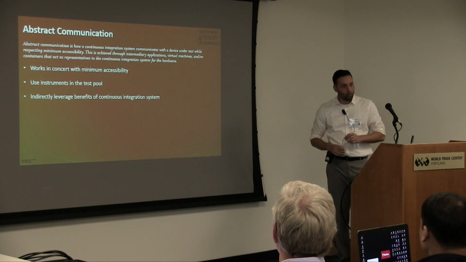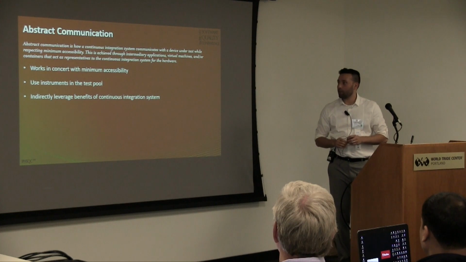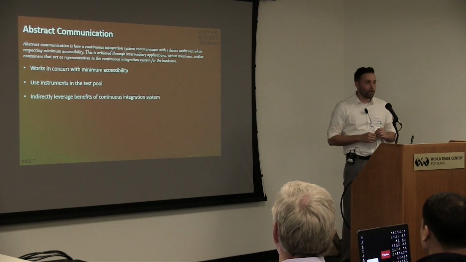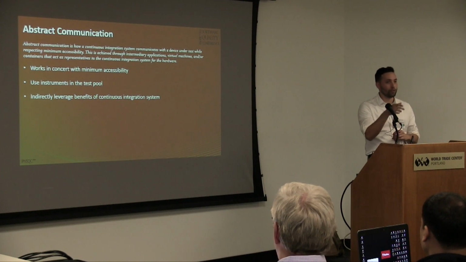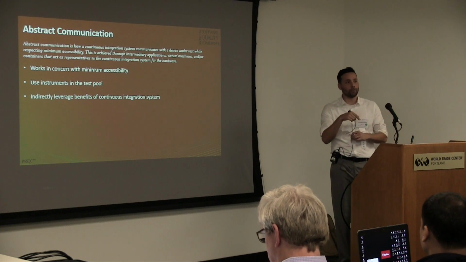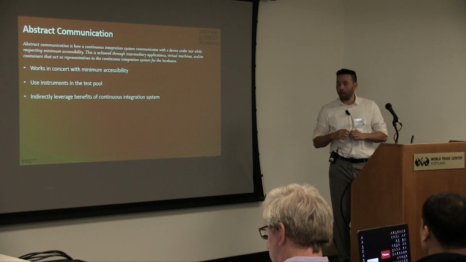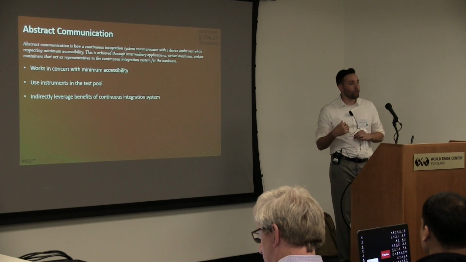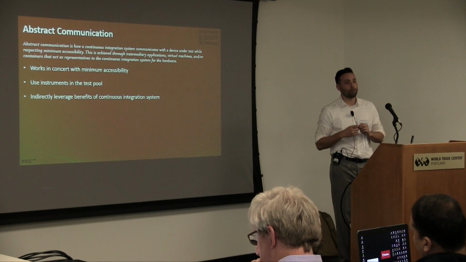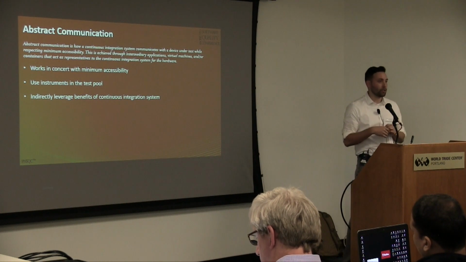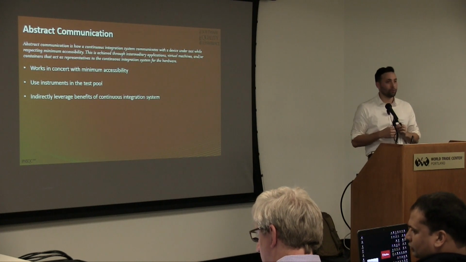Minimum accessibility will enable something called abstract communication. Abstract communication is effectively how we're going to get something like a continuous integration service to talk to the physical device. How am I going to get Jenkins to talk to the scope? It works with minimum accessibility because potentially this is one of the tools that the automation system is going to have to use. When I want to deploy a build to the scope, then I have to use SSH. I have used part of my minimum accessibility in order to do that.